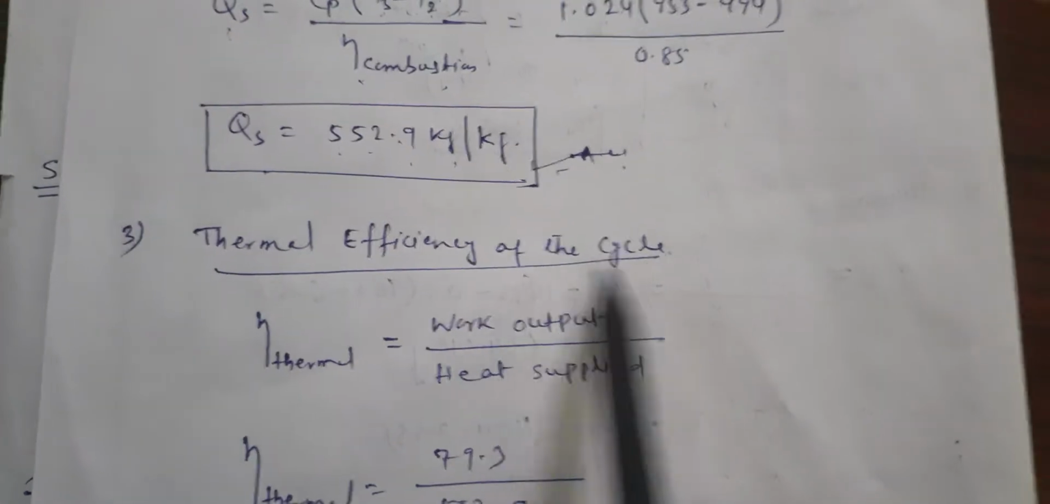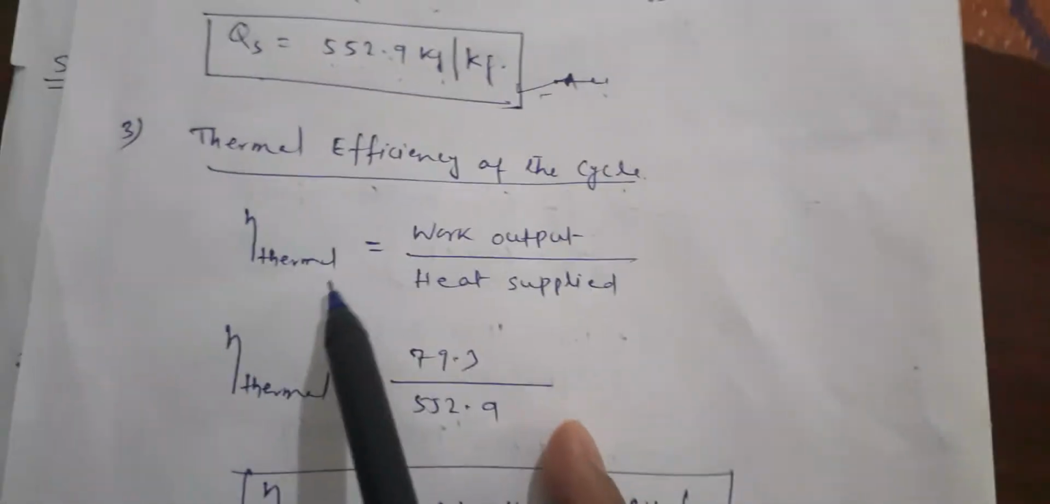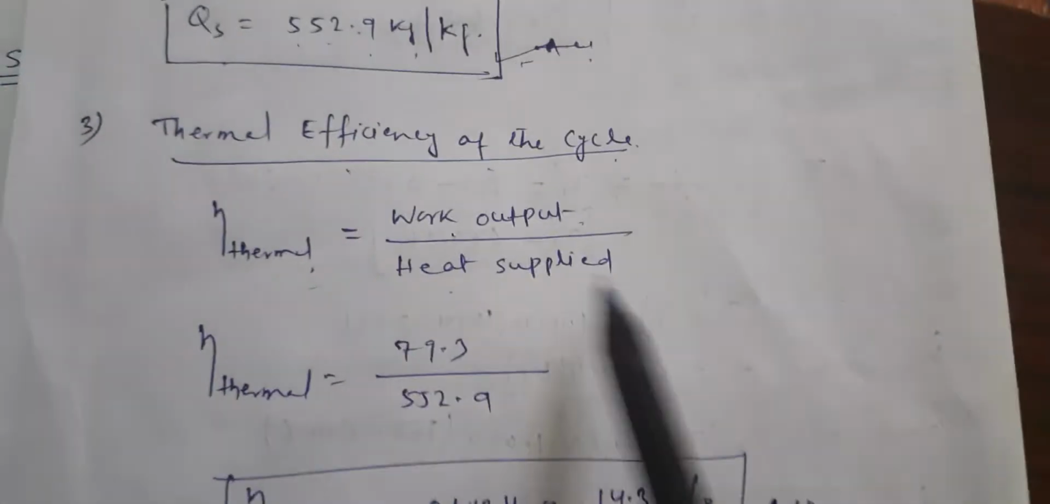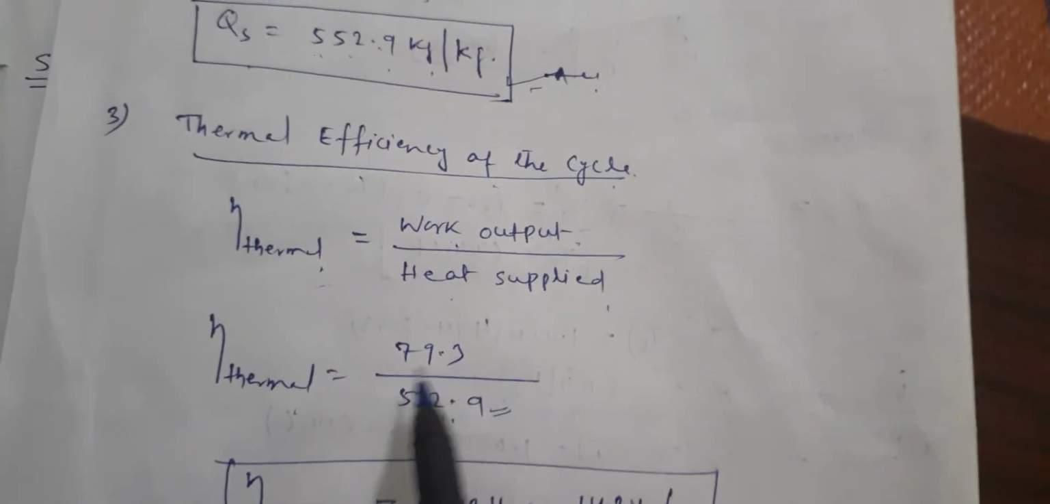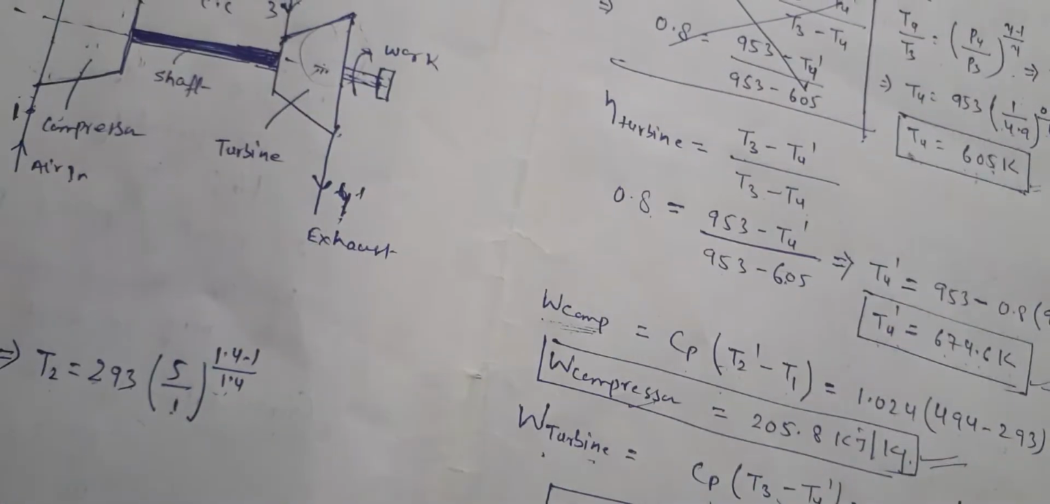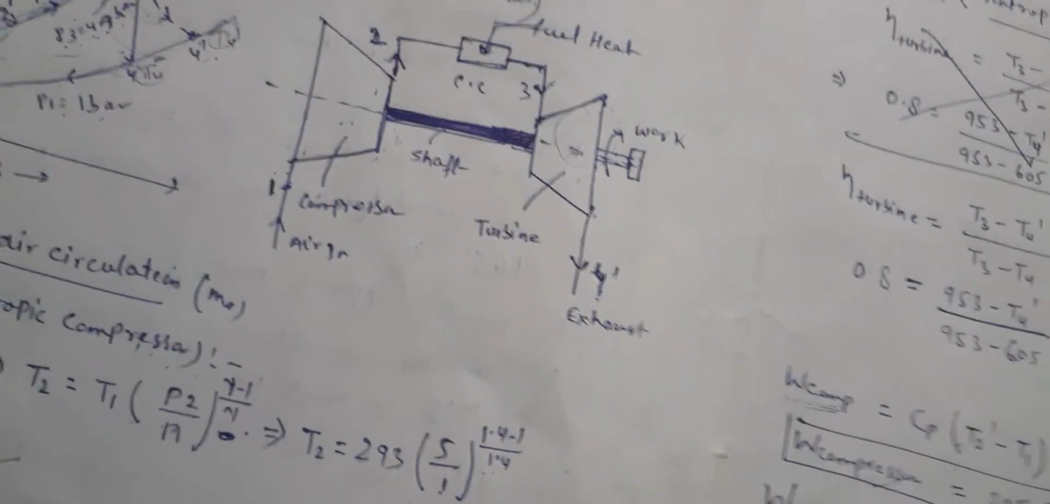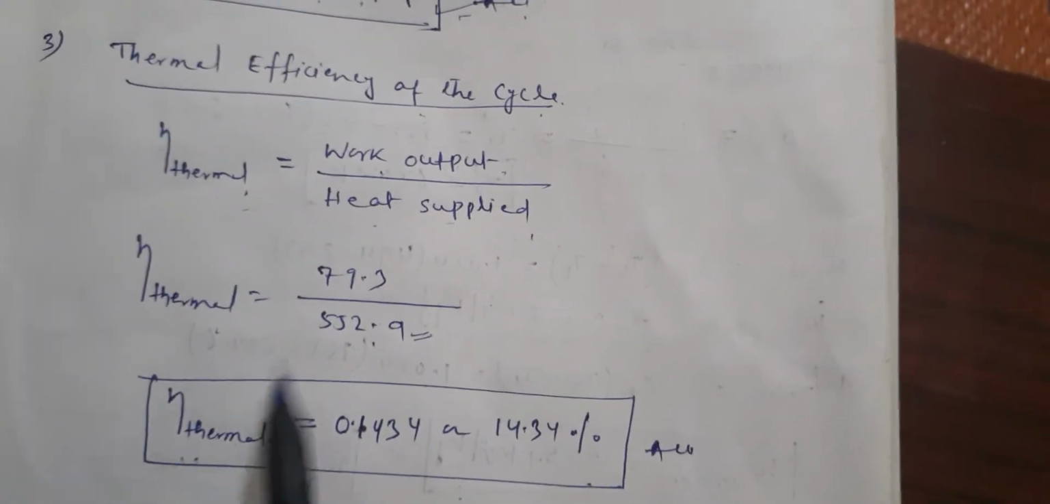Then the thermal efficiency of the cycle is work output divided by heat supplied. The heat supplied is 552.9, and the work output is given as 79.3 kilojoule. After calculating this, we get the thermal efficiency as 0.1434, or 14.3%. This is the answer. Thank you very much.